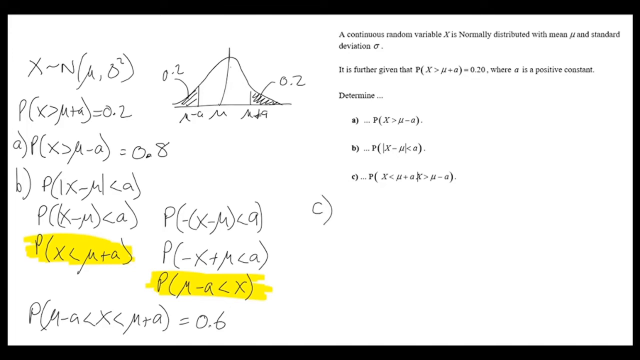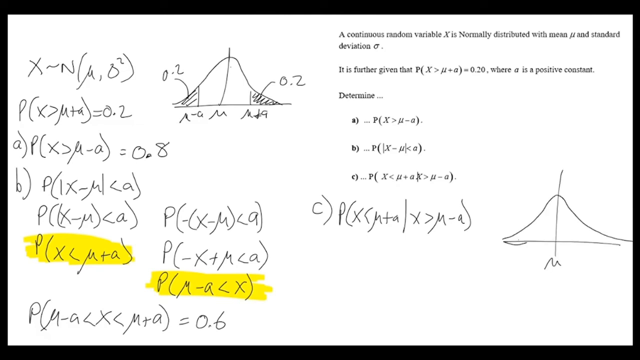Part C of the question, we're looking for the probability that x is less than mu plus a, given that x is greater than mu minus a. Okay, so this is quite tricky in that there's no numbers involved, but we're making really good use of the diagram we started with. We already know with conditional probability, let's consider the conditional part, that x is greater than mu minus a. So, here's another diagram.